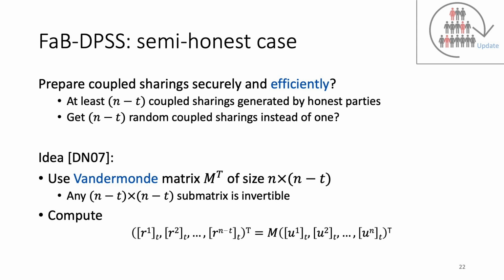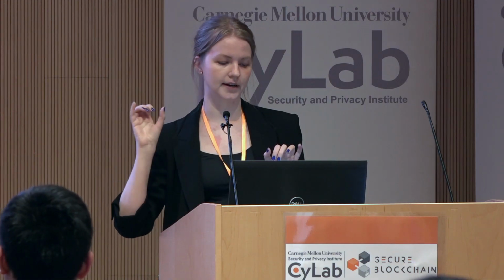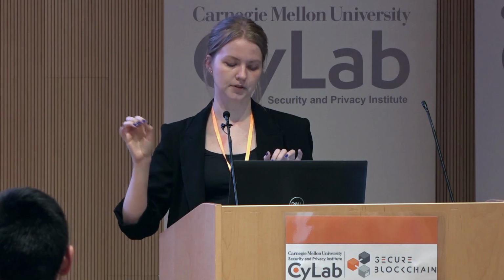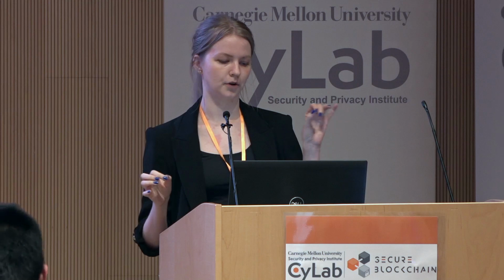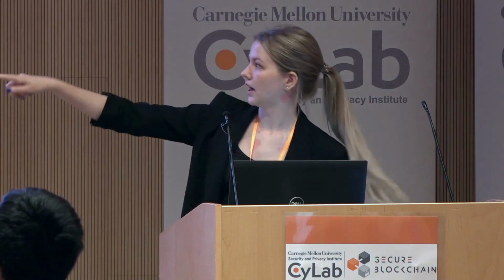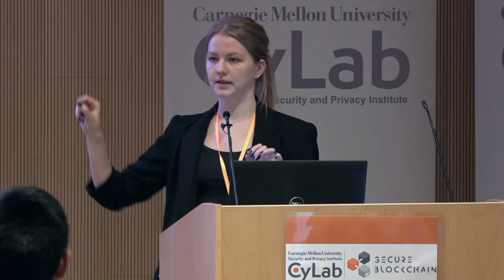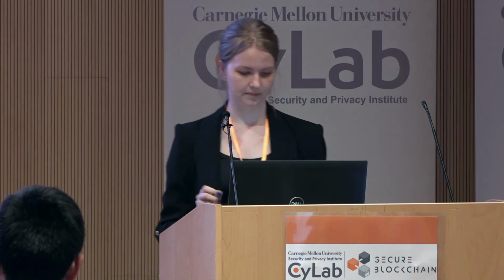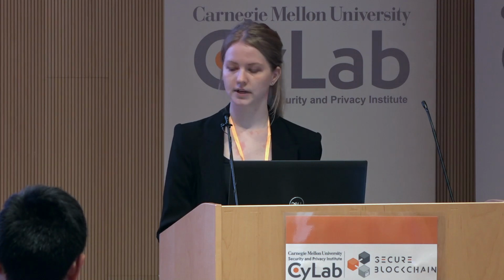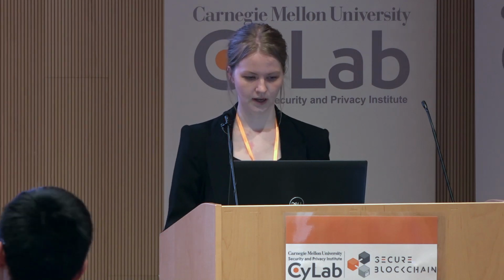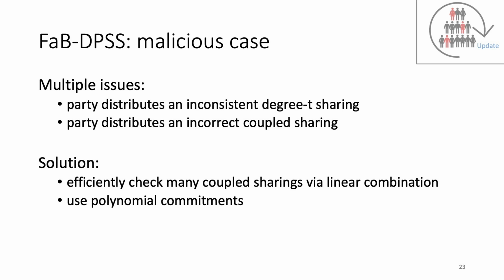And this works because, as you remember, we had n minus t honest shares for u_i, and because the Vandermonde matrix is invertible, so any n minus t submatrix is invertible, what you get is a one-to-one correspondence from the n minus t r_i's that you get to the n minus t honest u_i's that you had in the beginning. So this is how you can generate the random coupled sharings both efficiently and securely. And this sort of finishes off the semi-honest case.